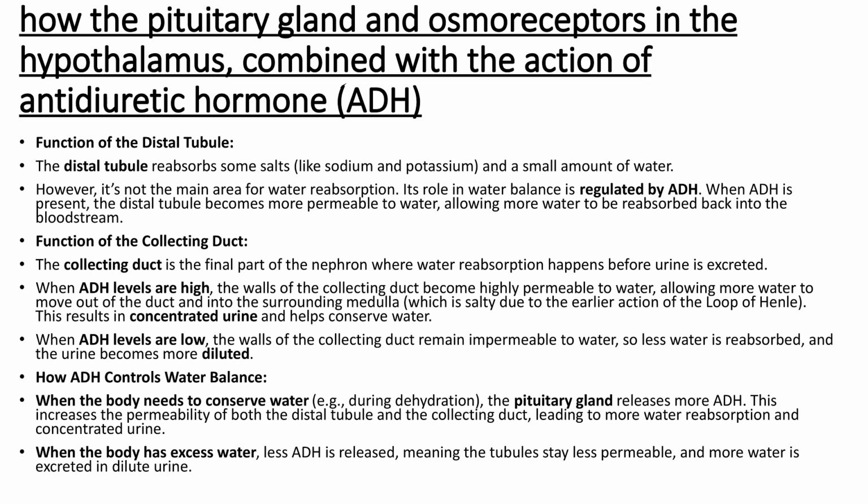When the body is dehydrated, more ADH is released, making the walls of these structures more permeable to water. As a result, more water is reabsorbed back into the bloodstream and the urine becomes highly concentrated. If the body has too much water, ADH levels drop, making the ducts less permeable. This leads to less water being reabsorbed and the production of dilute urine.